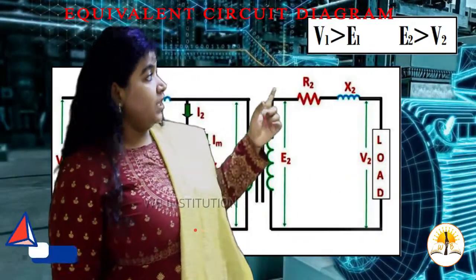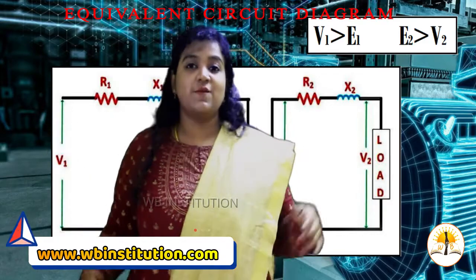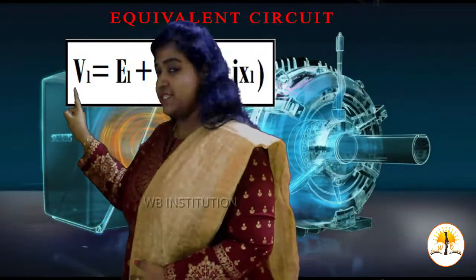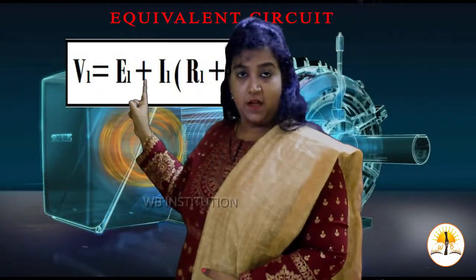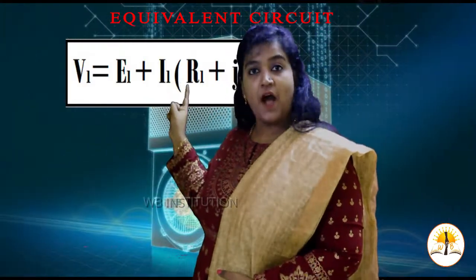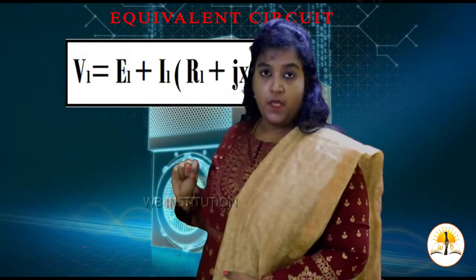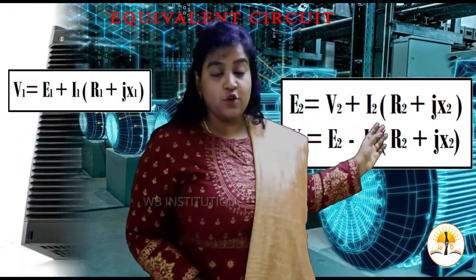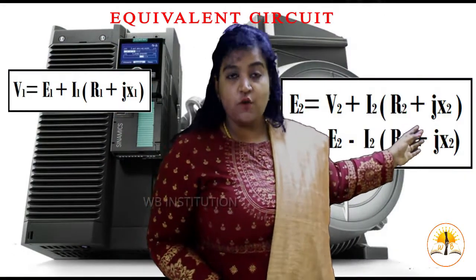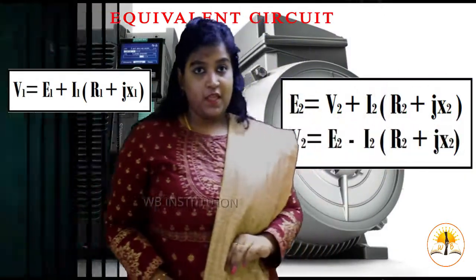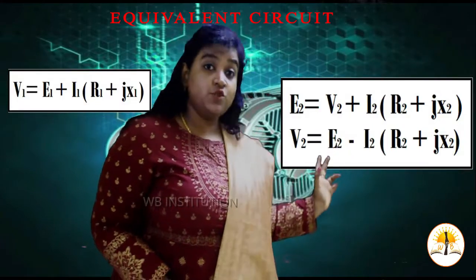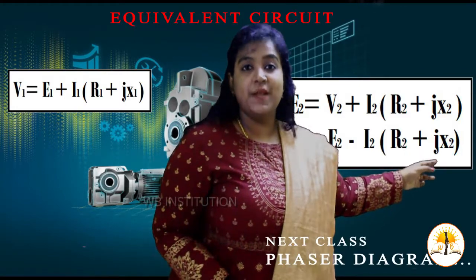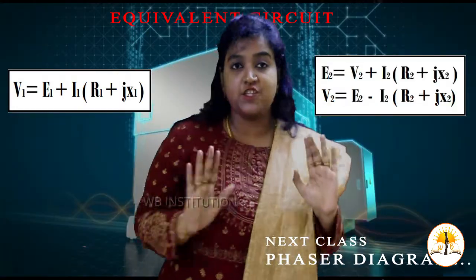Now we'll write some of the equations with respect to the primary side as well as the secondary side. So in the primary side, we can write the equation as V1 is equal to E1 plus I1 into R1 plus j X1. Whereas in the secondary side, we can write the equation as E2 is equal to V2 plus I2 into R2 plus j X2. This can be rewritten as V2 is equal to E2 minus I2 into R2 plus j X2. These are the major equations.